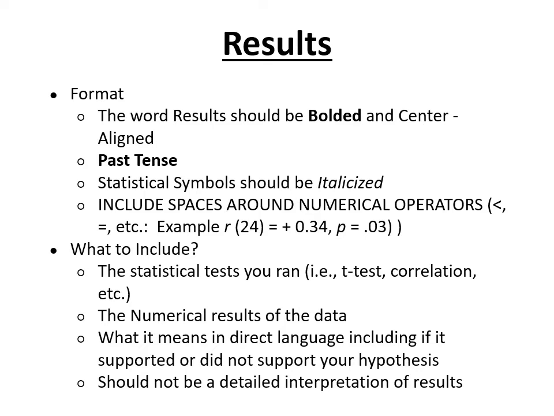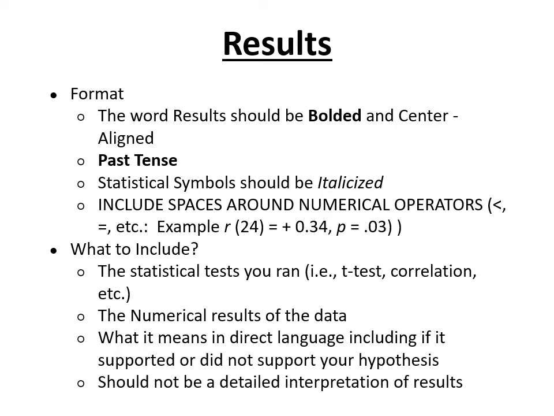Any statistical symbol should be italicized. Basically, if it's initials, italicize it. So if it's an M for mean, italicize it. If it's an SD for standard deviation, italicize it. If you ran an r test, italicize the r. If you're reporting the p-value, italicize the p. The second thing to recognize is that when presenting statistical information, include spaces around any numerical operators. So equals, less than, plus, anything that actually is information about the numbers themselves should have a space on either side.